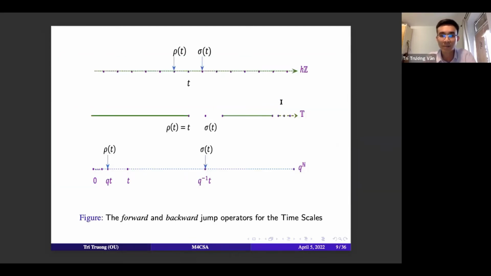Here are examples of the forward and backward jump operators on time scales. For example, consider xZ for x greater than 0, which is like a discrete set. Consider the point t here. In this case, the forward operator sigma(t) will be here, and the backward will be here. For another time scale, we consider t here, and we can see that this time scale is left-dense, so rho(t) equals t, and sigma(t) will be here. Also for another time scale, q^N with q in (0,1), in this case we call it the quantum time scale.